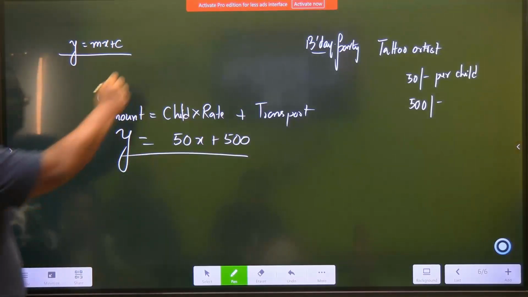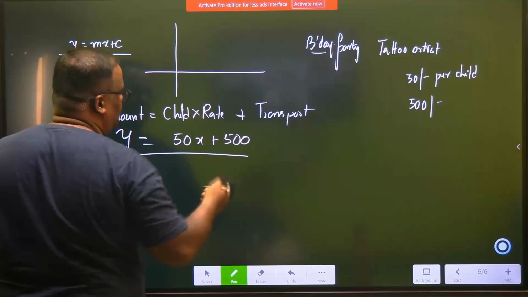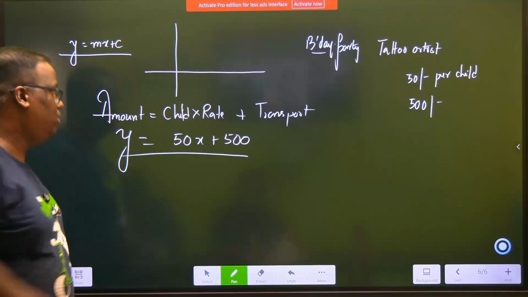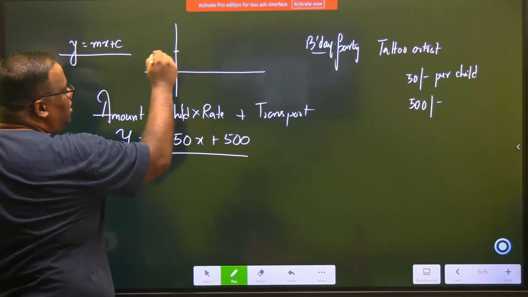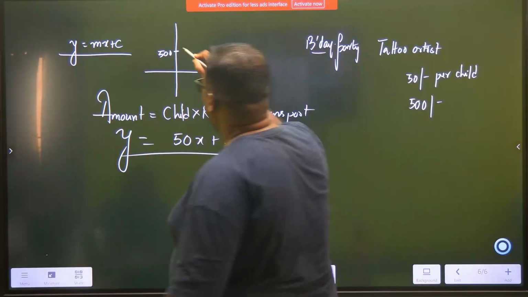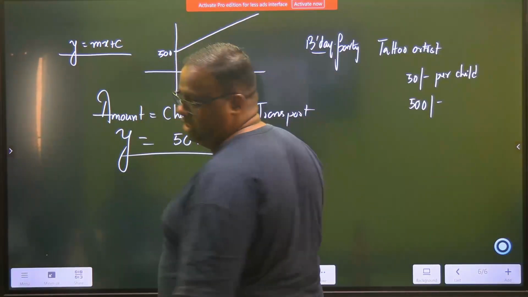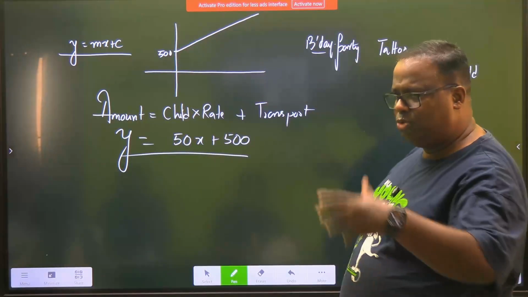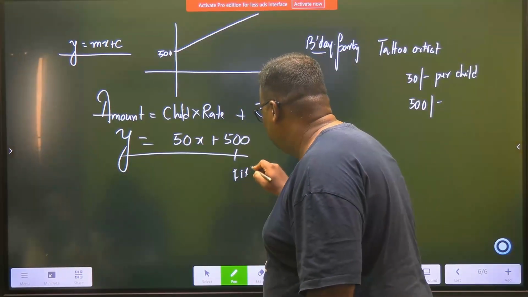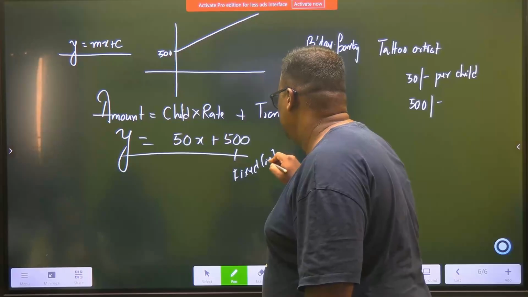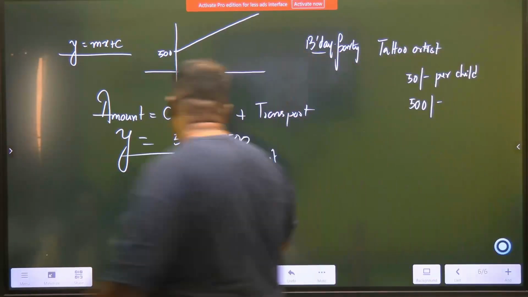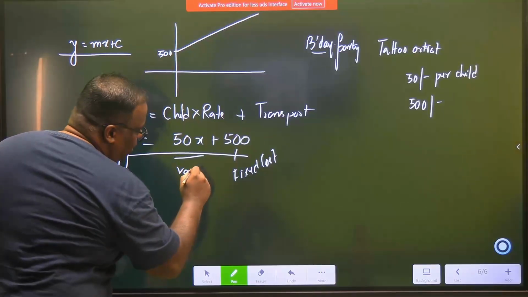Can we plot this graph for this person? And suppose I say that, how will this graph be? If suppose 10 children came, 500 I will have to pay anyway, whether any child comes or not. After that, the graph will go like this. Let's now put economics into it. This in economics is called fixed cost. Whether a birthday child comes or not, this much has to be paid. And this is known as variable cost.